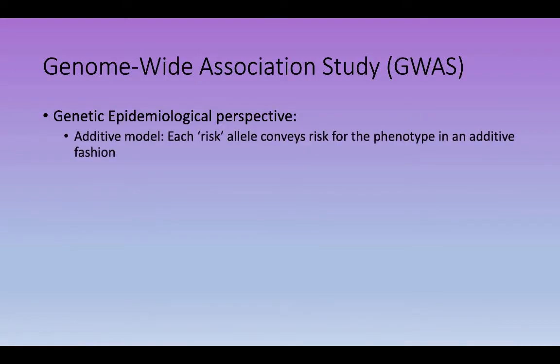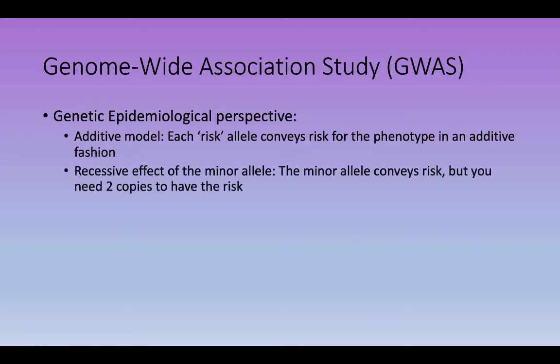So from an epidemiological perspective, specifically a genetic one, when we think about GWAS studies, our underlying model of understanding is trying to look at each allele as a risk allele that's associated with one of these outcomes. And this risk allele conveys how much risk there is for the phenotype from an additive genetic perspective.